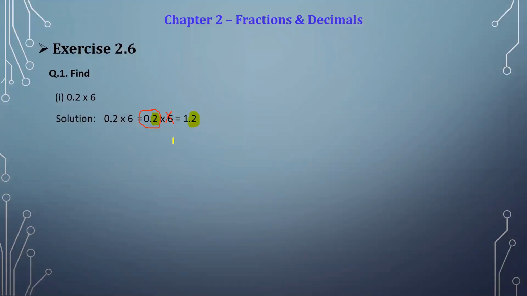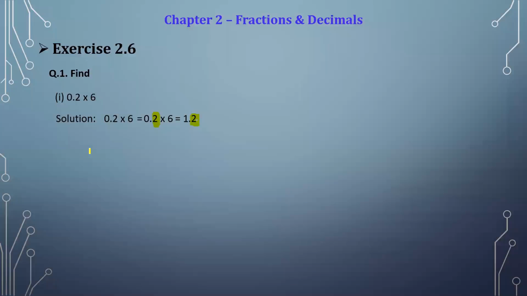And what are the steps we followed? First, we took the whole number, that means we ignored the decimal point. Then after performing the multiplication, we kept the decimal point such that the same number of digits are present after the decimal point in the question as well as the answer. In the question, only one digit is present after the decimal point, and in the final answer also, one digit is present after the decimal point.